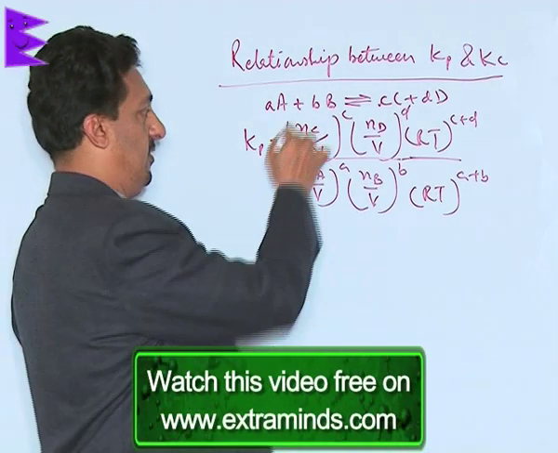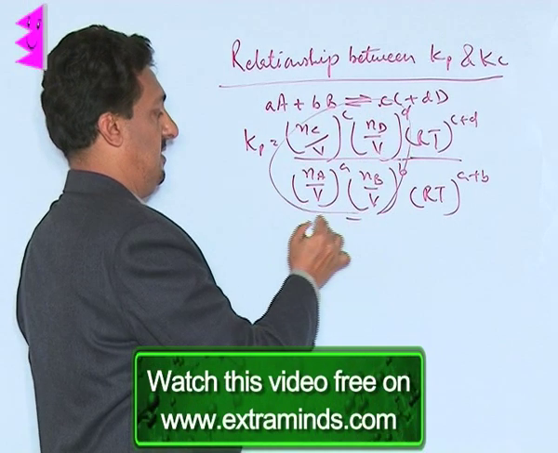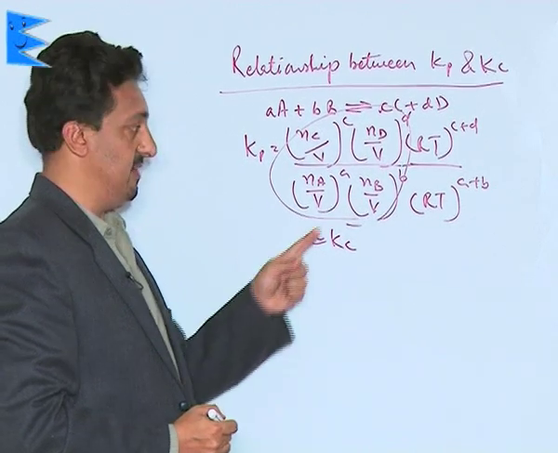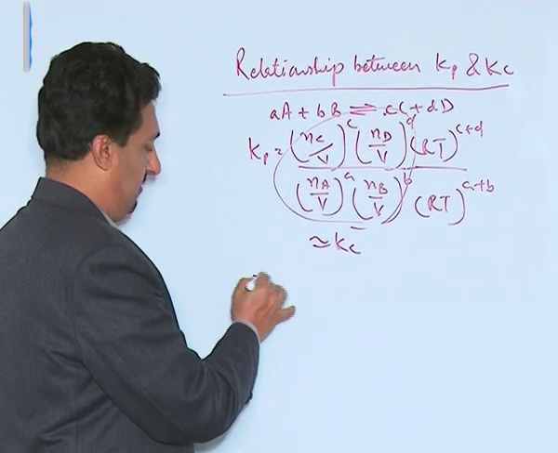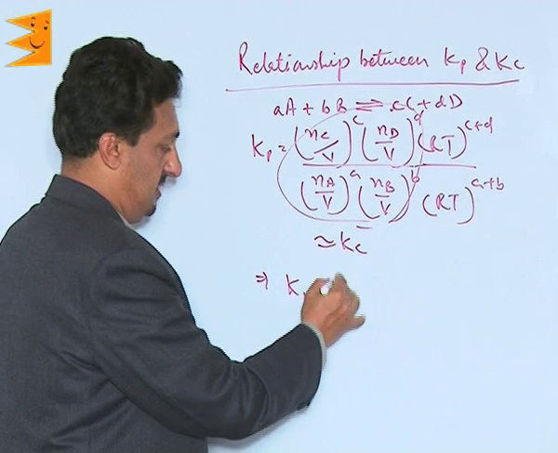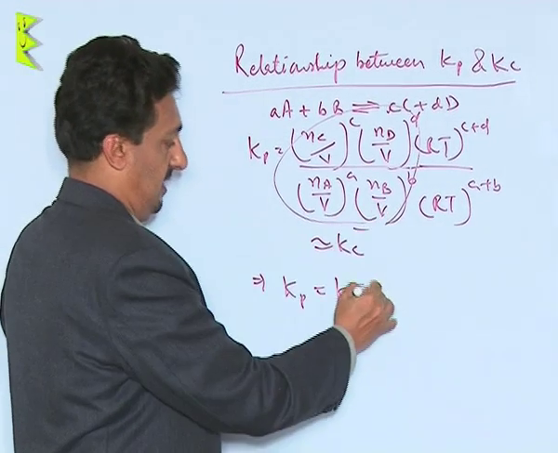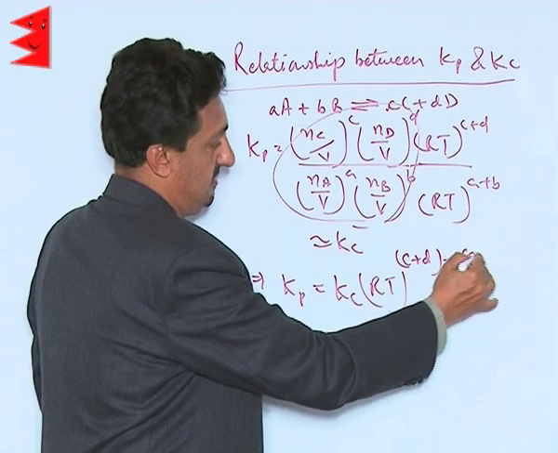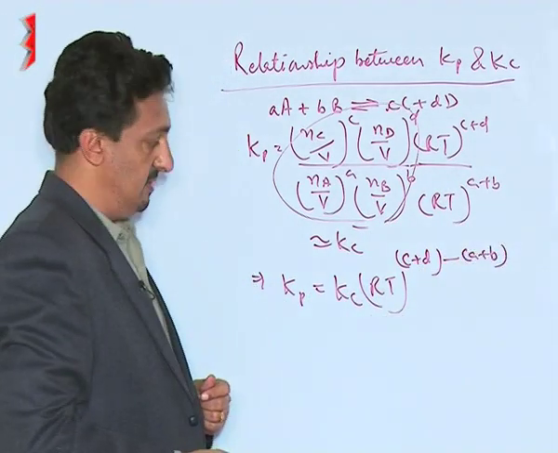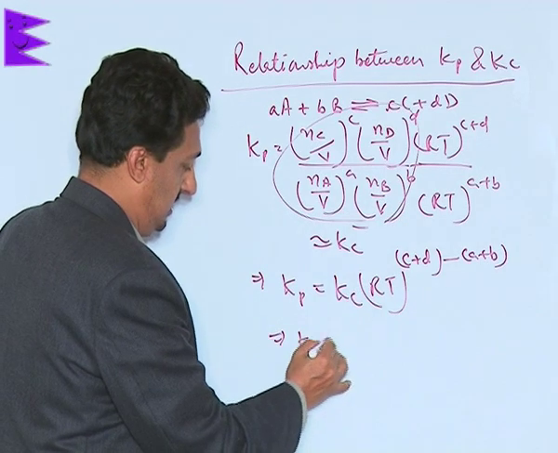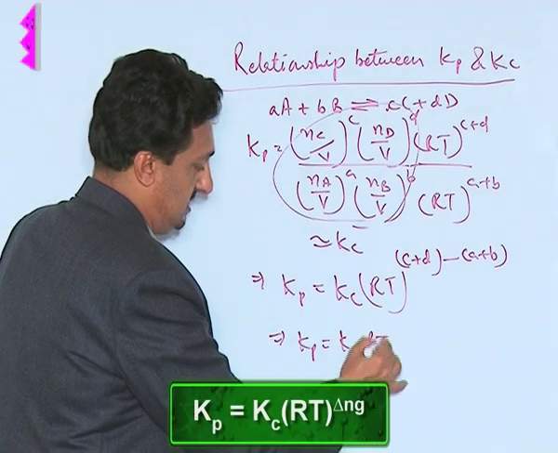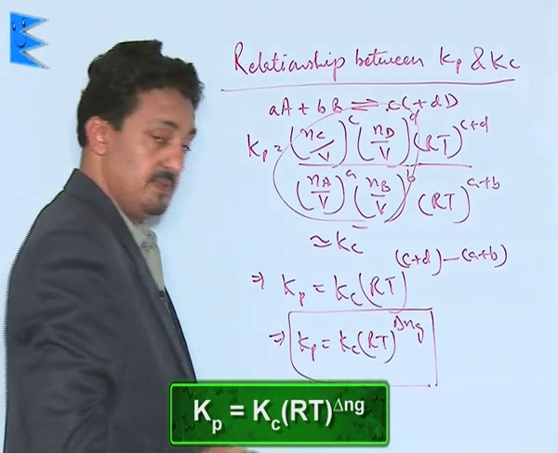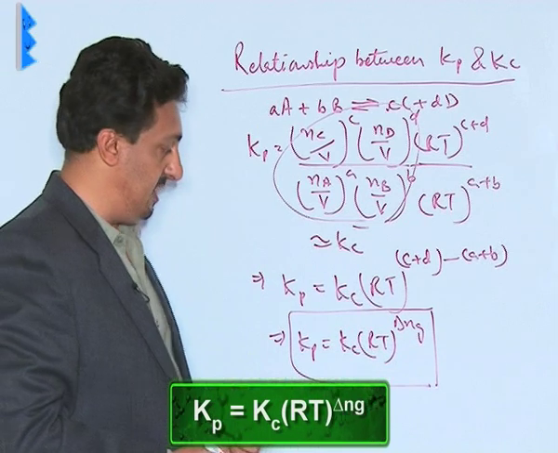And we know that this whole was actually equivalent to your Kc, if you remember the expression we have already done earlier. So we can write Kp will be equal to Kc RT to the power (c plus d) minus (a plus b). This is usually written in short as Kc RT to the power delta Ng. This is what the relationship between Kp and Kc is.